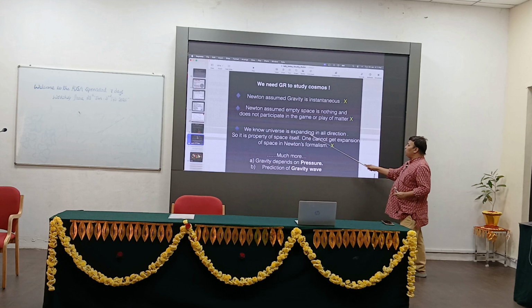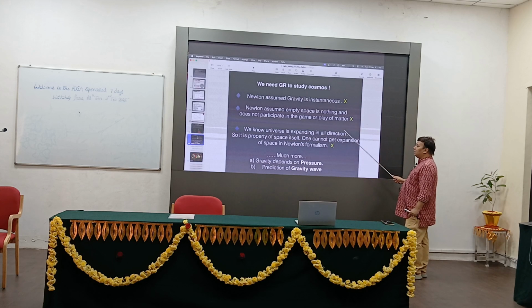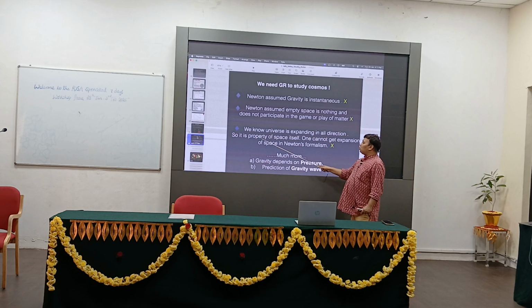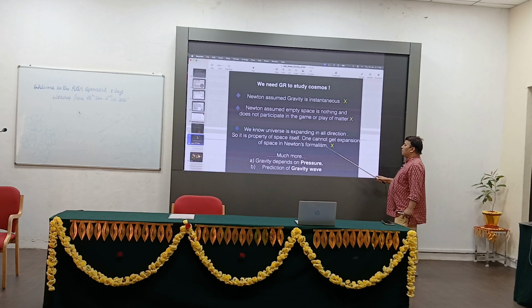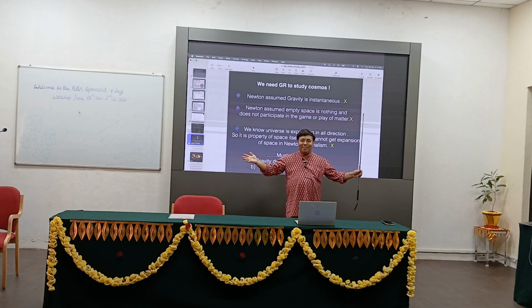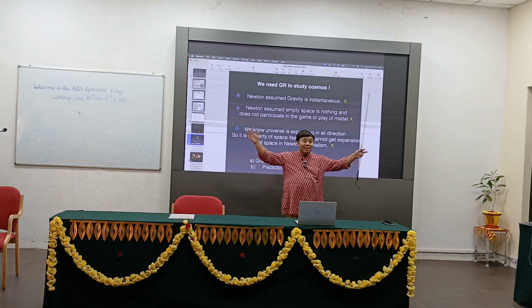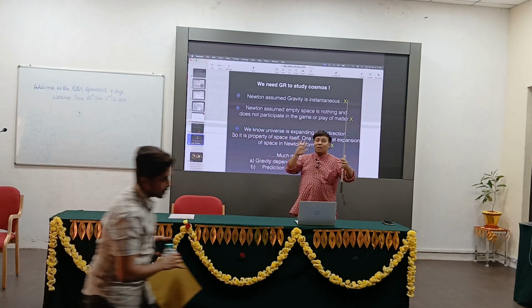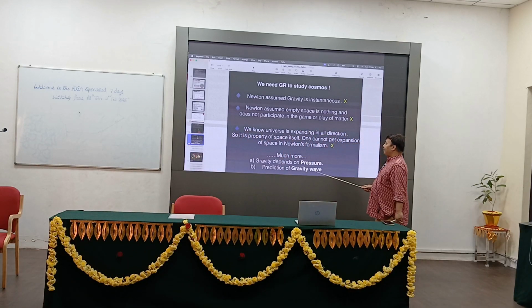We know that the universe is expanding in all directions, so it is a property of the space itself. One can never get expansion of space from Newton's formalism because space is just a spectator. Because for Newton, space is really nothing. But here, space is expanding. You can never get it from Newton's law. And then much more.